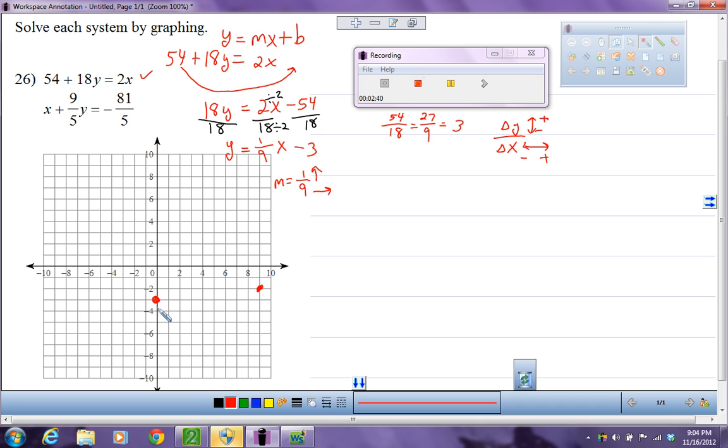Of course, the inverse of that will be 1 down and 9 to the left. So there I can connect my dots, my points. Get the extension over here. Okay, let me do the blue one now.